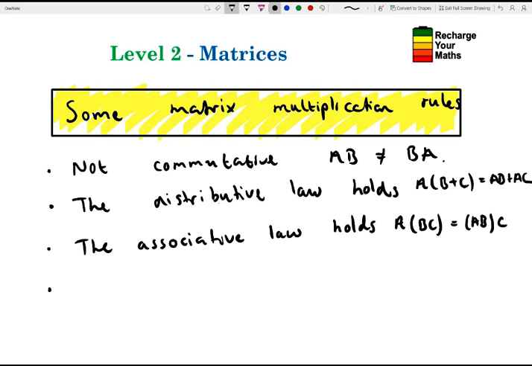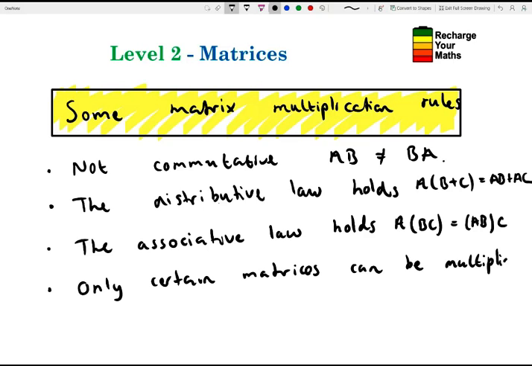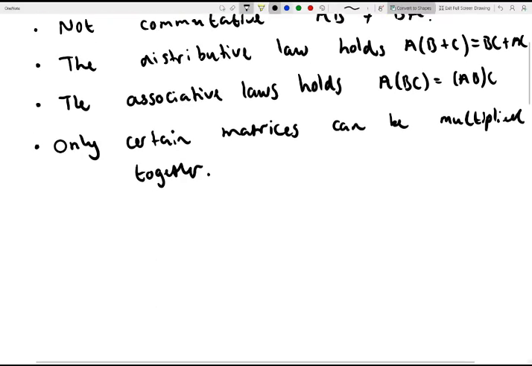And finally, we have to remember that only certain matrices can be multiplied together, and to tell which ones can be multiplied, we use the compatibility condition.